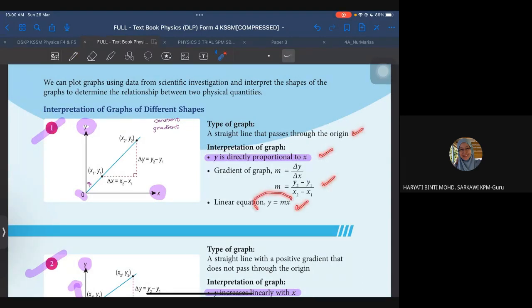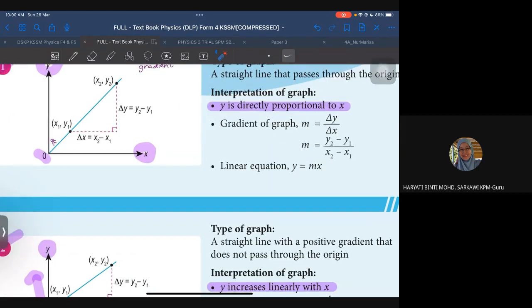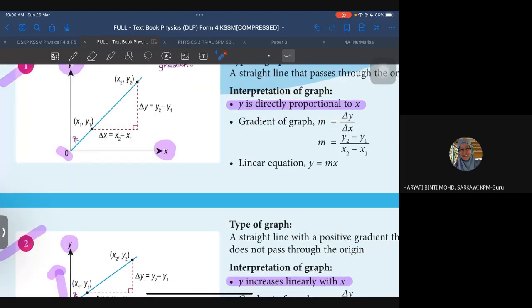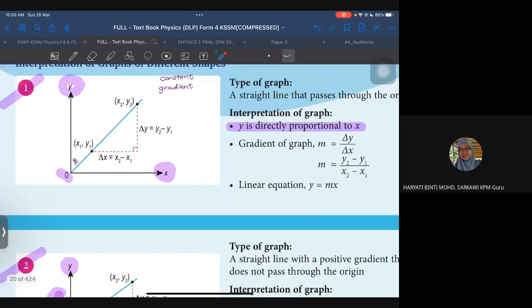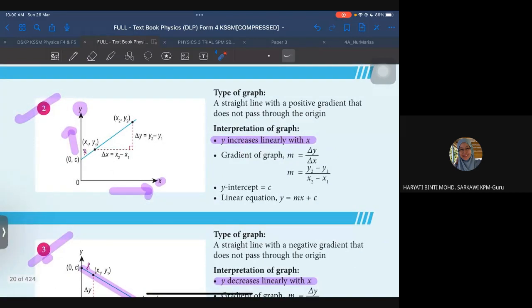Now here, look at the linear equation for the directly proportional graph. Why is there no plus C? Why is there no value of C? Correct, C is 0. Yes, the intercept is 0. So that's why you don't have to write plus C. Okay, clear? Next one, look at this. This one should be okay, right? Increases linearly, C, no problem, right? Now you already understand what that is.